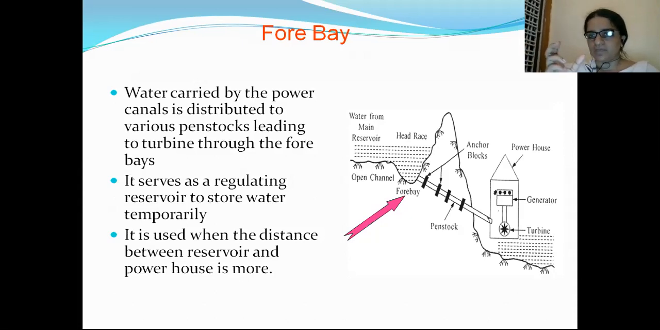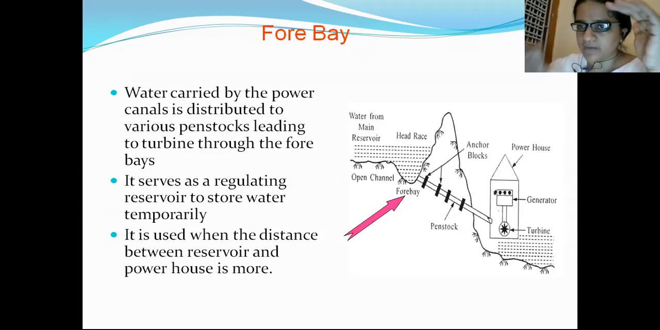Suppose you want to shut down the turbine, or the power demand is not there, or the power demand has increased. Then this forebay regulates water flow from reservoir to penstock and penstock to reservoir. It acts like a mediator and maintains the level of water without sudden surges. It serves as a regulating reservoir to store water temporarily. It is used when the distance between the reservoir and powerhouse is more.